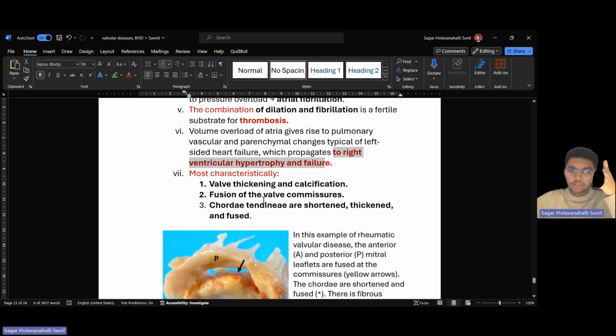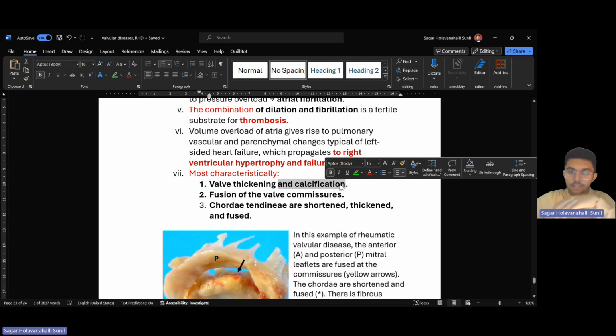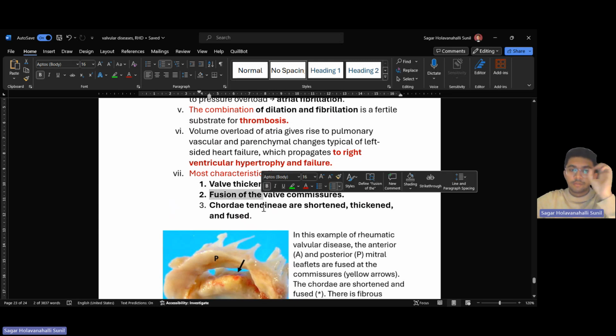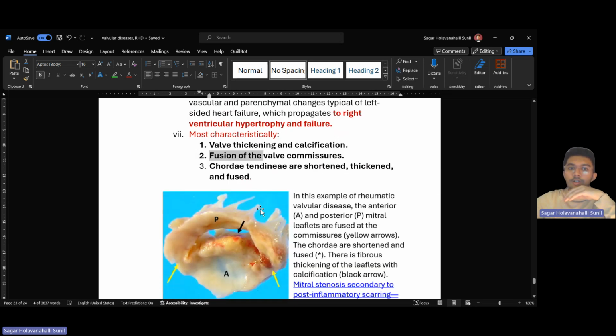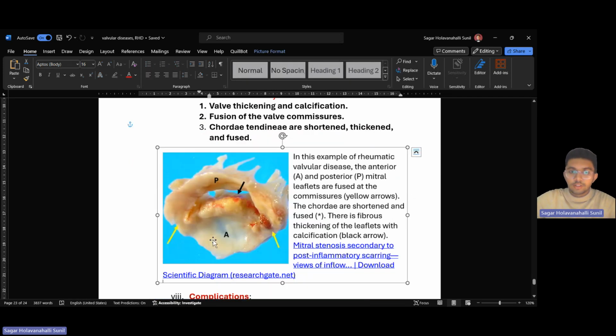So, what do you find in the chronic? You'll find fibrosis, so thickening. Then fibrosis goes to calcification. There will obviously be fusion because we're talking about stenosis. Chordae tendineae are also damaged, so they're shortened, thickened, and fused. You can see over here.